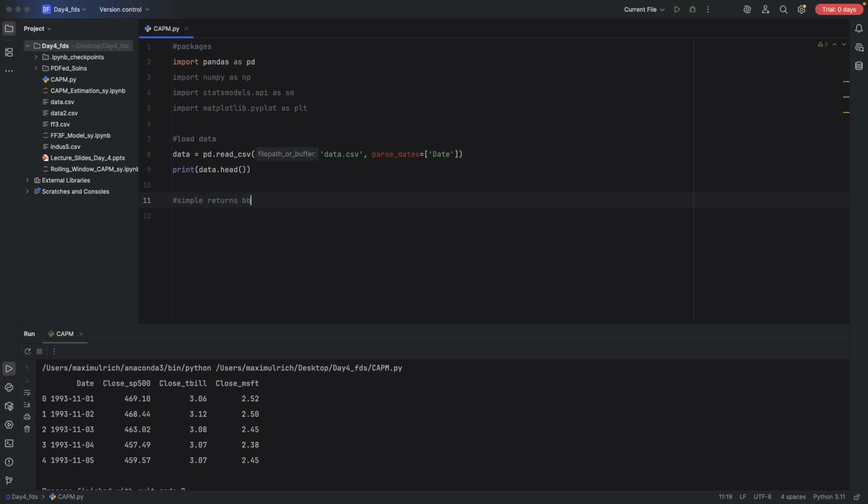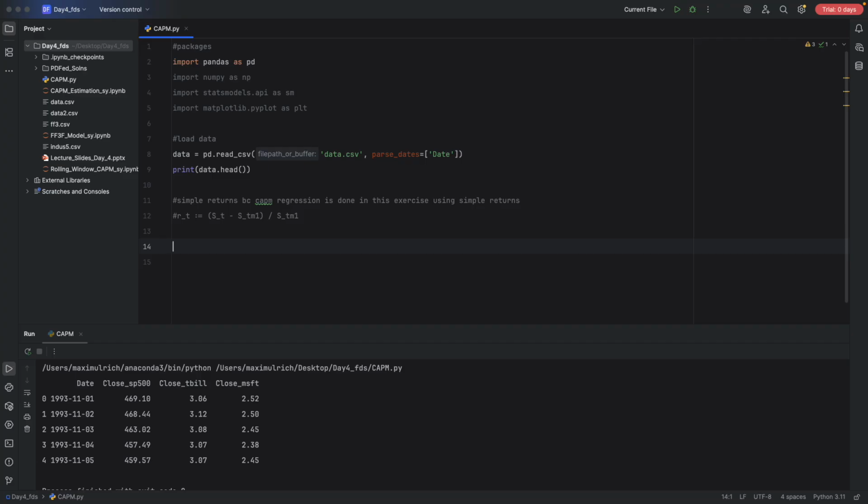Simple returns, because the CAPM regression, in this exercise, is done using simple returns. Then you usually would define what a simple return is. I have it on the whiteboard here. In an IPython notebook it looks nicer, but here I still do it. So I would say R_t equals S_t, and S stands for stock, so that is kind of clear. Then S_t minus S_{t-1}, and then I divide that by S_{t-1}. Okay, so let's do that.